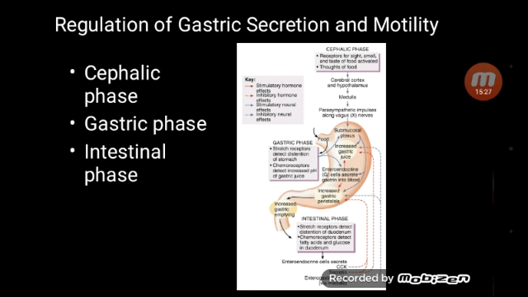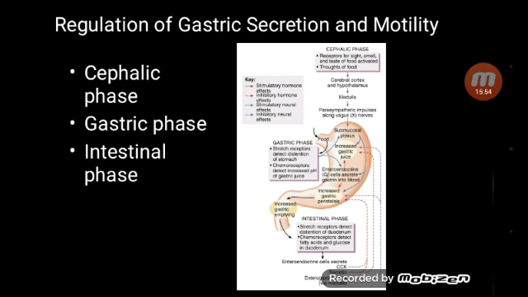So, now we are going to see about the distal stomach. The distal stomach consists mainly of the antrum. The antrum physiologically acts as a mechanical pump which propels the food toward the pylorus and helps in grinding and mixing of food.